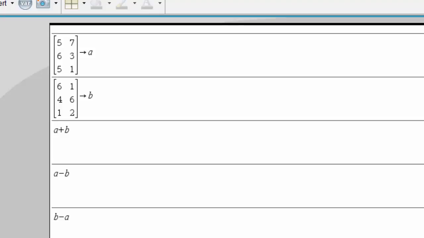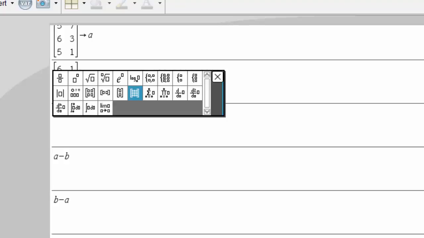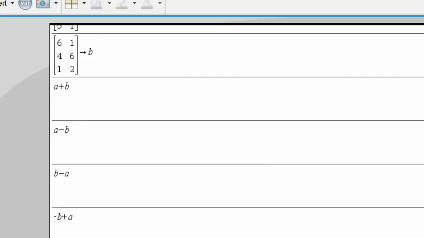Okay, get out of it, store it. Now, we already used A and B, so let's store it as C. Okay, and let's define a new matrix. What we're doing is defining different order matrices, because we want to see what happens when you try to add different order matrices. Let's call that D. Okay, enter.